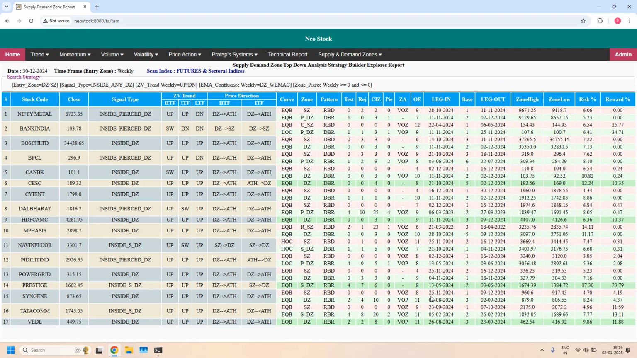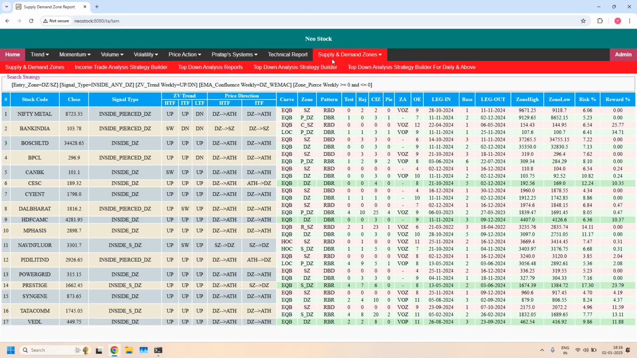So I am selecting up or down. Let's filter. See, from 48 stocks, the list is reduced to 17 stocks. These 17 stocks are having, these weekly demand zones are having weekly EMA Confluence. And also current price closed inside the weekly demand zone.